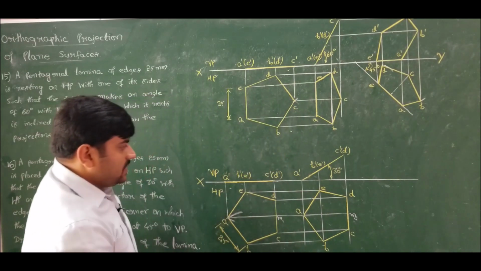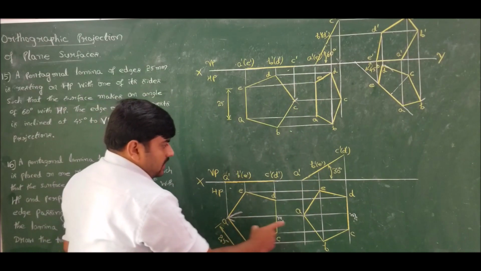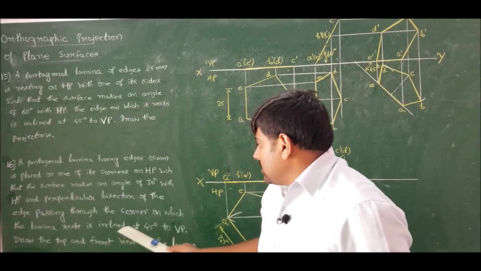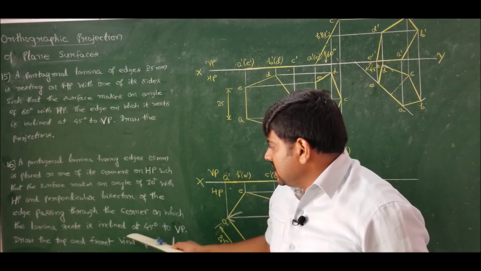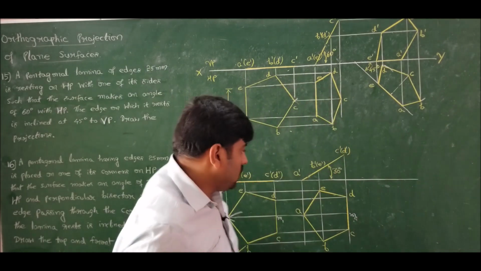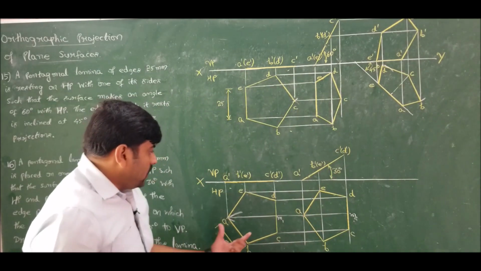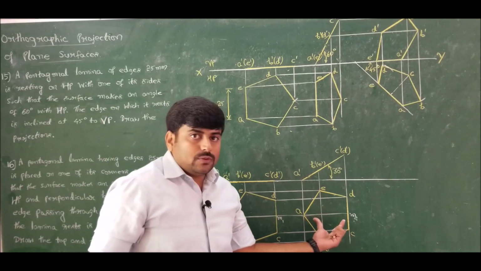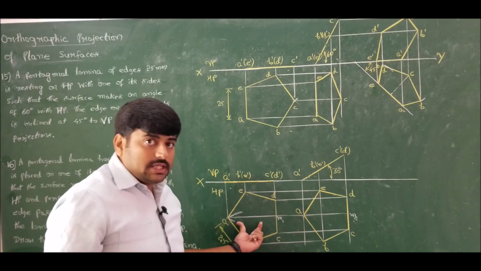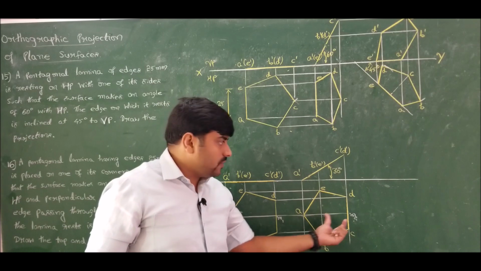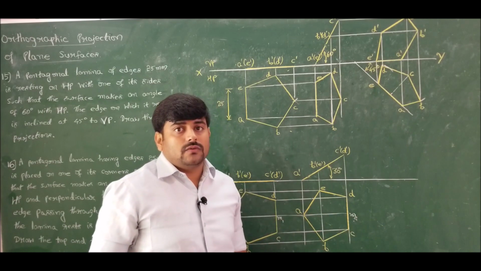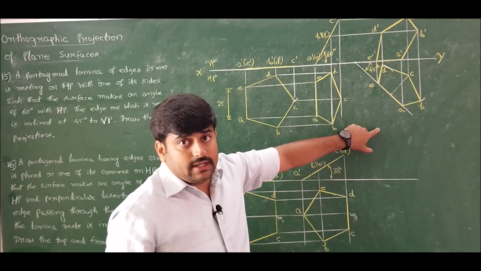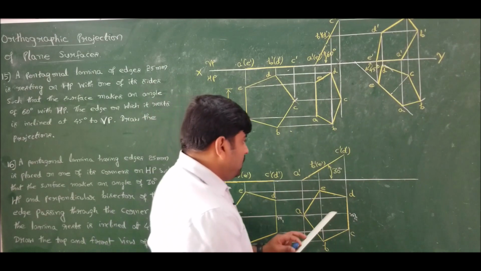Now careful observation reveals that AM1 is not equal to AM2. So therefore the condition that the perpendicular bisector passing through the corner on which it rests is inclined at 45 degrees to VP does not hold good now. 45 degrees is given for AM1, which is not correct for AM2 because AM1 length is not equal to AM2. So I should determine the apparent inclination, which is nothing but the beta angle, that is, the apparent inclination with respect to the vertical plane.